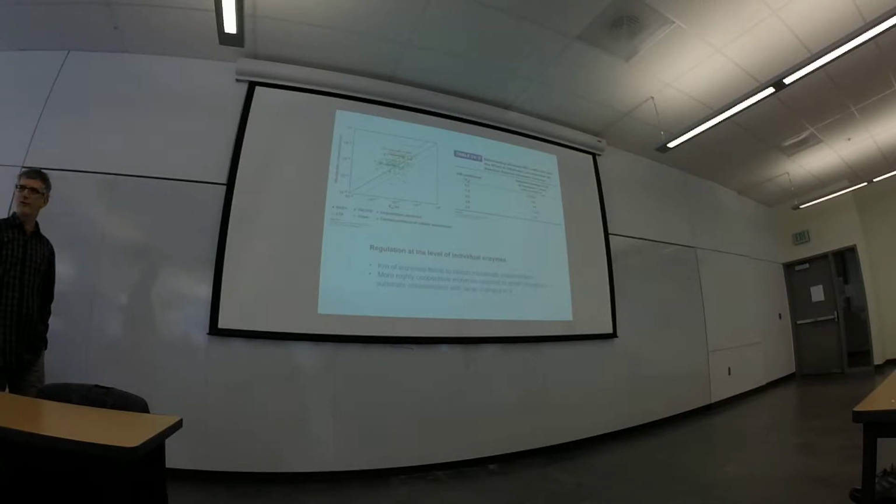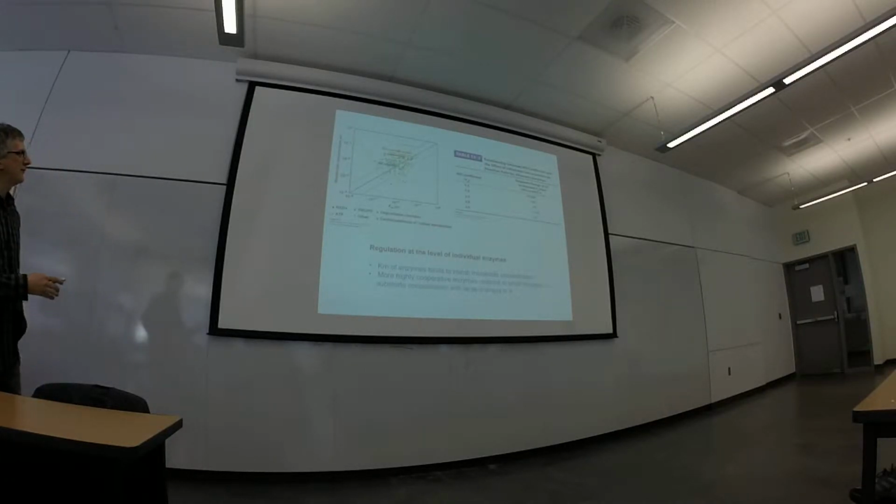Regulation at the level of individual enzymes. This is really a reminder, but there are two aspects to this. One is that the Km of the enzymes has some tendency to match the metabolite concentration. This is a very loose term. So here's the Km of enzymes.